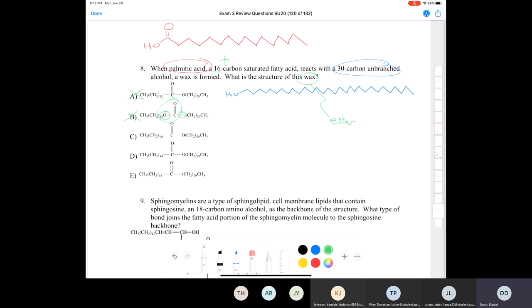If I look at C, I have a total of 1 plus 16 plus 1. That's 17. And I'm looking for a 16 carbon saturated fatty acid. Here I have 1 plus 14 plus 1. That's 16 carbons on this side. Here I have 29 plus 1. That's a total of 30. D is the correct answer because my ester is in the correct place. E can't be the correct answer because this is a ketone. It's not even an ester. And so the correct answer is D.